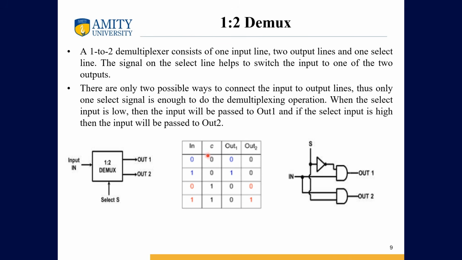Whenever the input is 0 or 1, we have the following outputs. Since we have one select line, we can consider this a binary operation. The output will be the same as the input; basically the input and the select can be taken as binary 0 0, 0 1, 1 0, 1 1. Accordingly, we have the outputs.